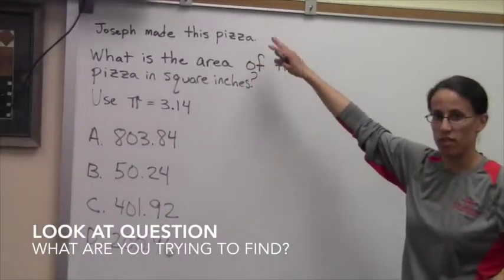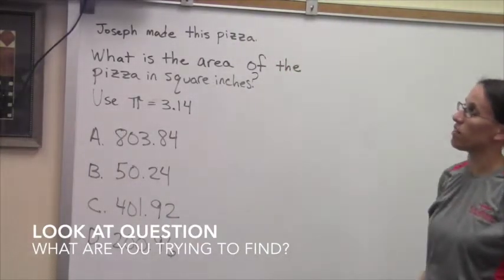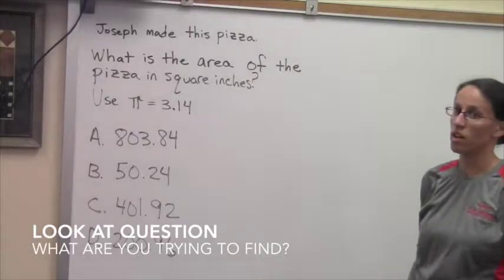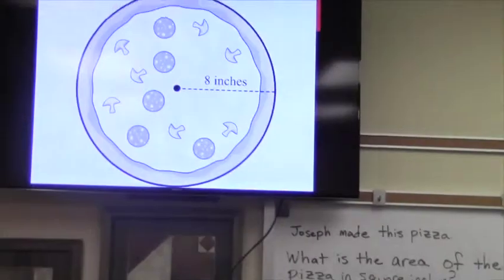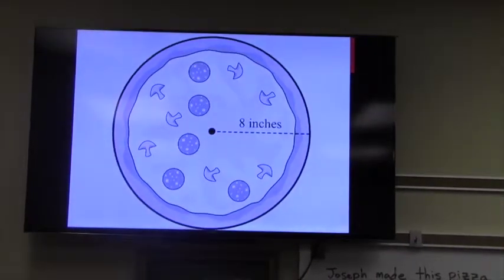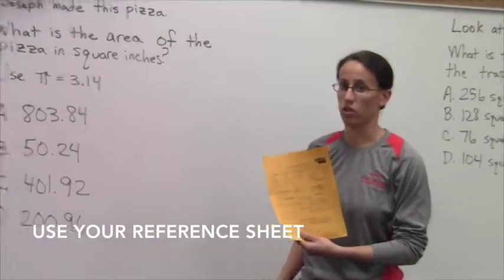Okay, so I'm going to go over this question about Joseph making the pizza. He made this pizza, and we're trying to find the area of the pizza in square inches. It says here to use pi equals 3.14. So I need to find the area of the circle, which means I need to use my reference sheet, and I need to find the formula for the area of the circle.